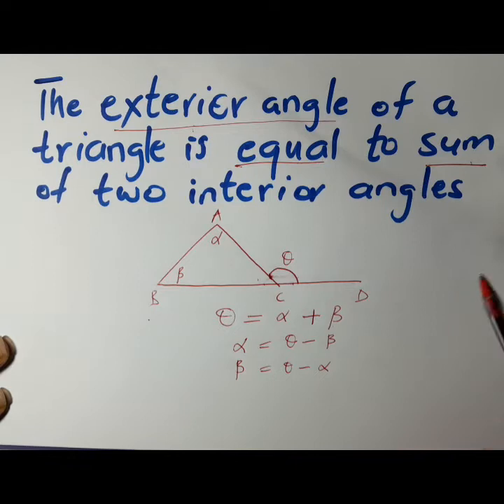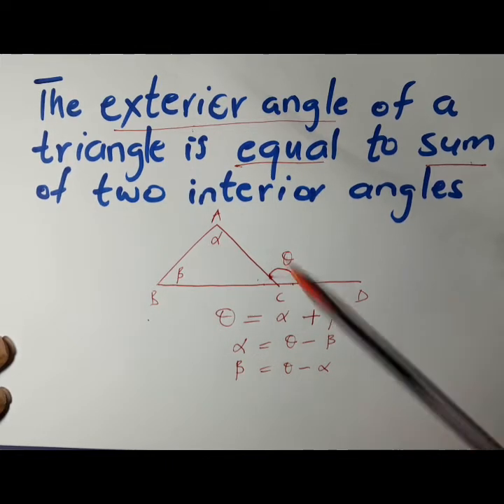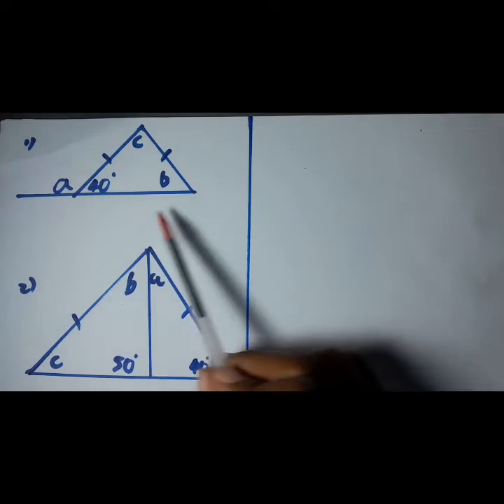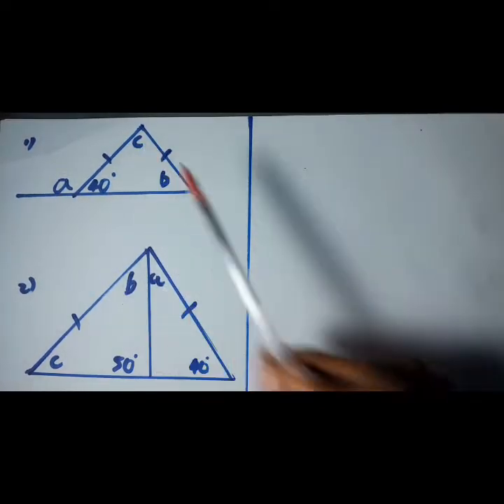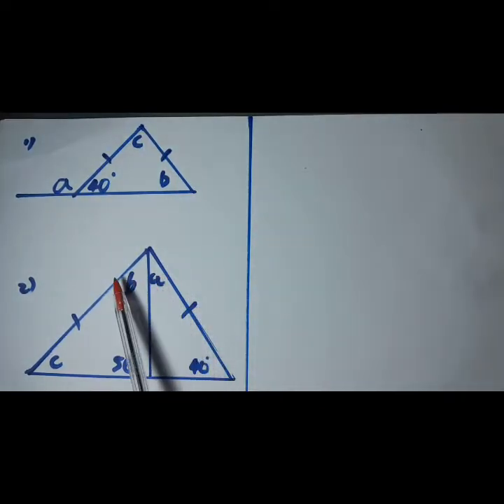This is how you do mathematics. You continuously ask questions. What if it was like this? What if it was like that? Now, here the question is find A, B, C. Again, here it's A, B, C. So let's start with this one first.